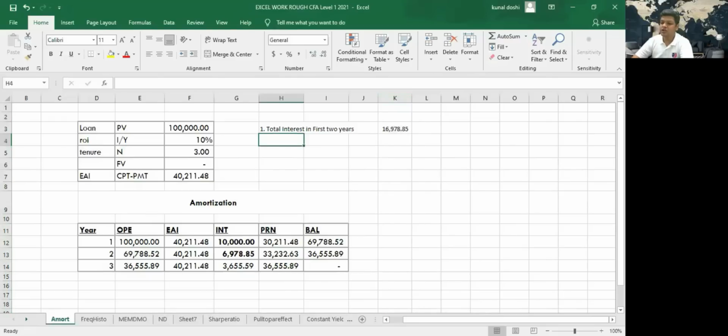Now, a second question: how much is the principal repaid till the second year? Till the second year, the total principal repaid is the summation of these two, that is 63,444.11. How did I get that? I added the total principal repaid in the 2 years. Clear?